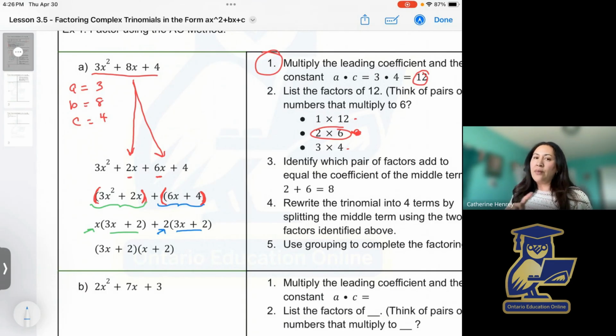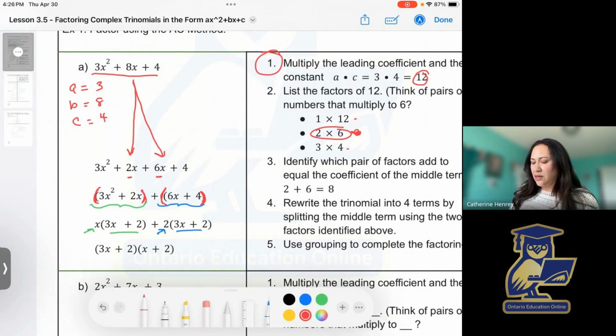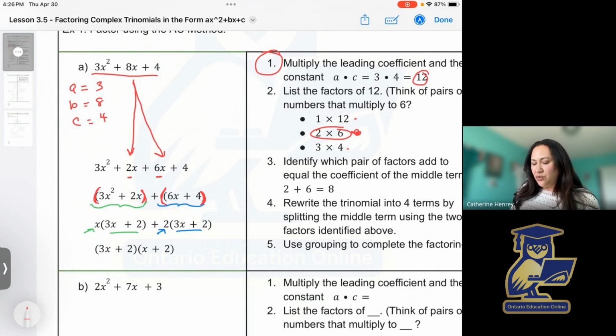Now, remember, if we went back to common factoring, we can factor out similar brackets. So since we have 3x plus 2 and a 3x plus 2, we factor out 3x plus 2. What's left over then is the coefficients that you pulled out. And so that's what goes here, x plus 2. We'll go through it a couple of times.